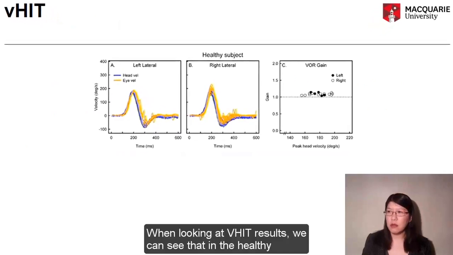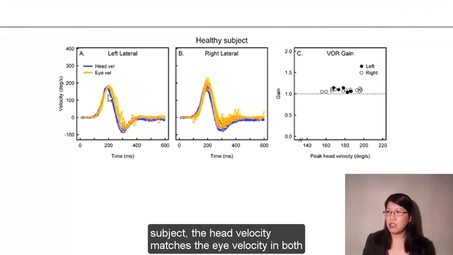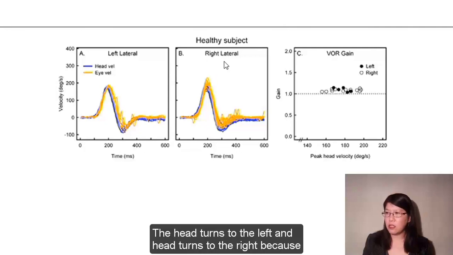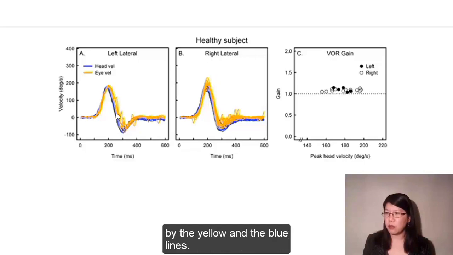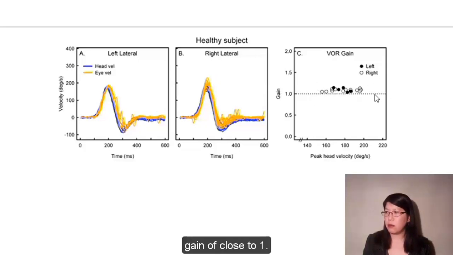When looking at VHIT results, we can see that in the healthy subject, the head velocity matches the eye velocity in both directions, for head turns to the left and head turns to the right. Because the head velocity and eye velocity are matching, as shown by the yellow and the blue lines, we can see that this healthy individual has a VOR gain of close to 1.